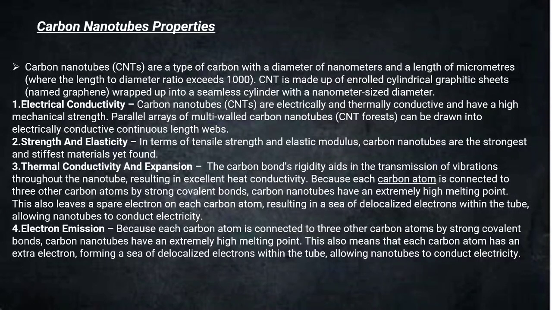Because each carbon atom is connected to three other carbon atoms by strong covalent bonds, carbon nanotubes have an extremely high melting point. This also means that each carbon atom has an extra electron, forming a sea of delocalized electrons within the tube, allowing nanotubes to conduct electricity.